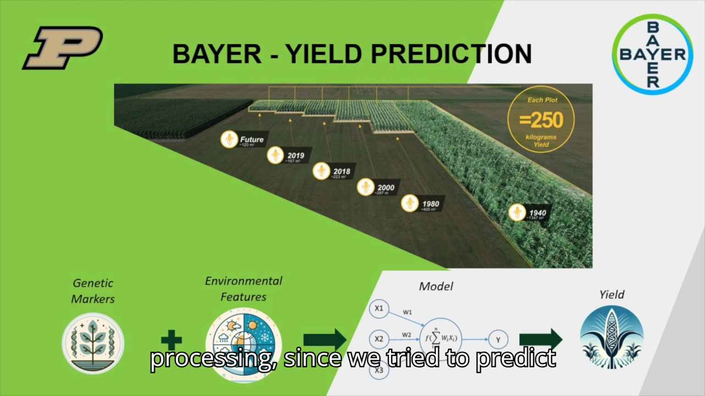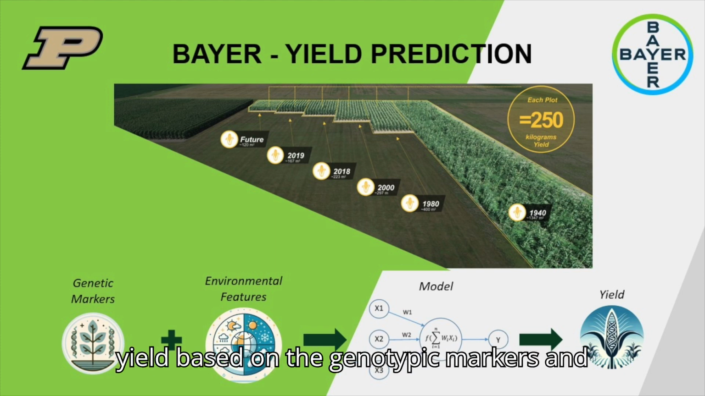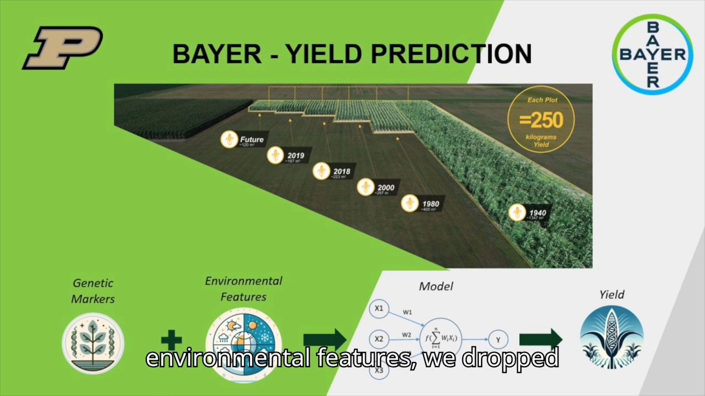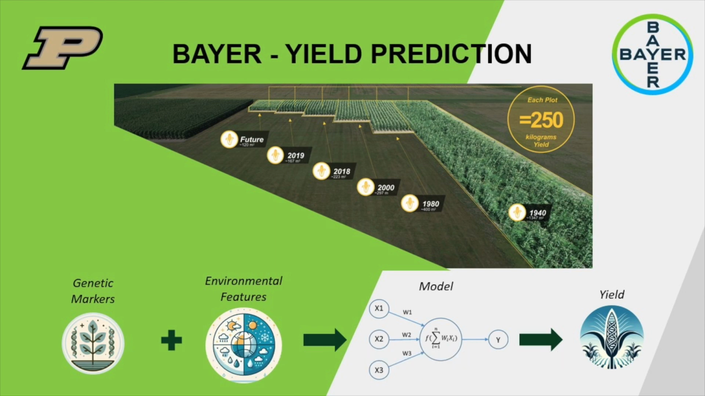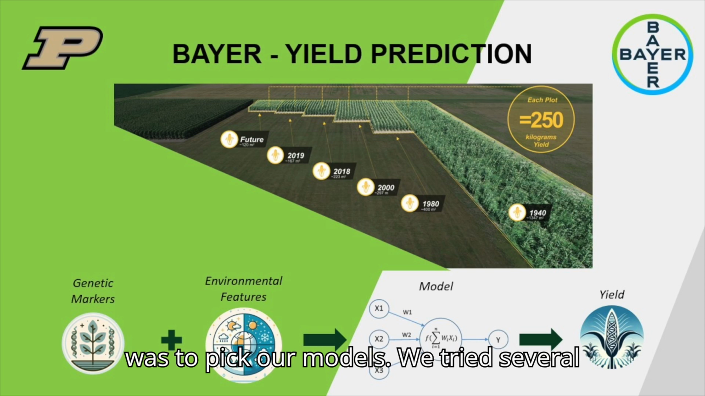For the data processing, since we try to predict yield based on the genotypic markers and environmental features, we drop the rows with NaN value yield, and we fill in 0 for the other NaN values. After imputing the data, the next step was to pick our models.